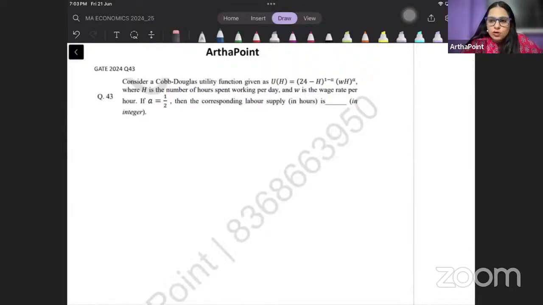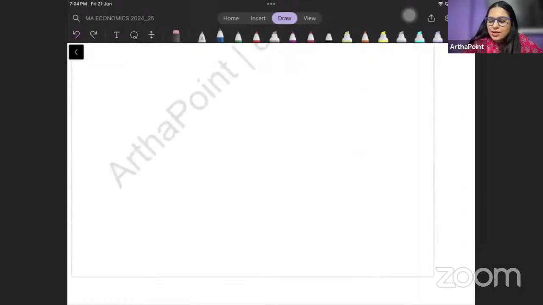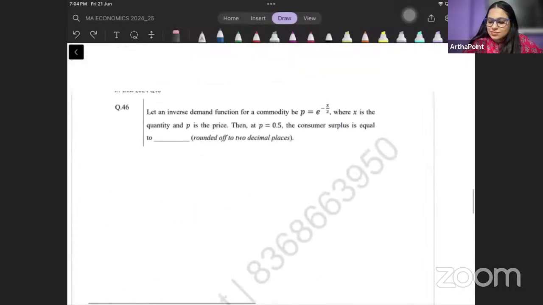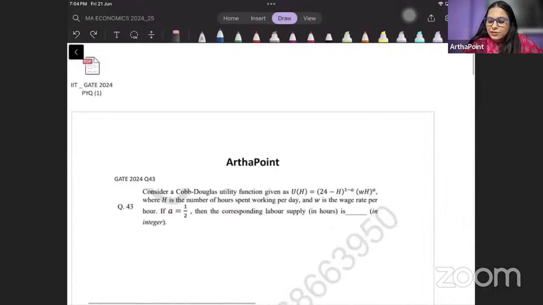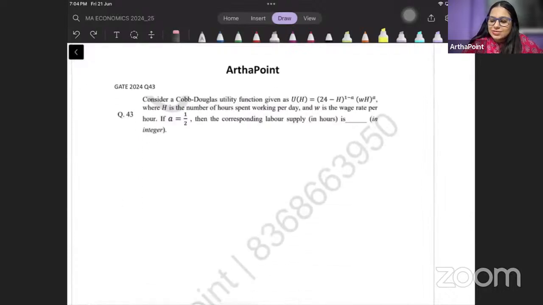I'm going to give you exactly 2 minutes to solve each question. Keep your pen and paper ready, and I want all of you to answer in the chat window. This is the question, and it had come in GATE 2024 paper, question number 43. It is based on what we have already covered in the classes. So go ahead, give it an attempt and try to answer it in the chat window.